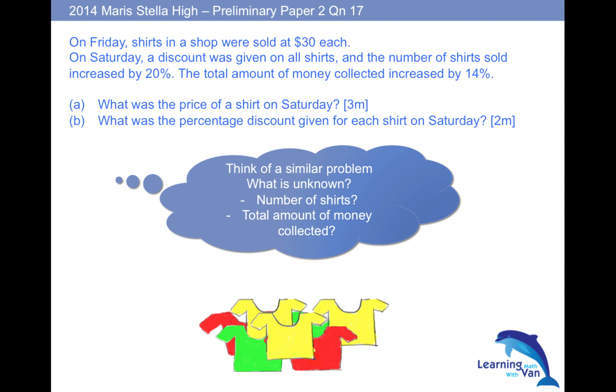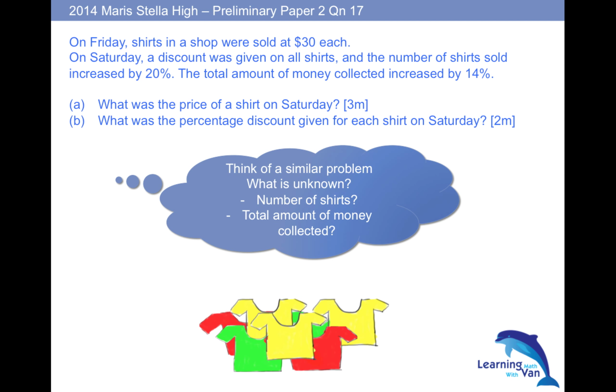Always tell yourself, it's like the example of the chicken rice I listed just now. You think of a similar problem. In this case, what you don't know is the exact number of shirts in the shop, and of course the total amount of money collected. But bear in mind the total amount of money collected will tie in with the number of shirts. So if I know the number of shirts, I know the total amount of money. So basically you only have one unknown, right?